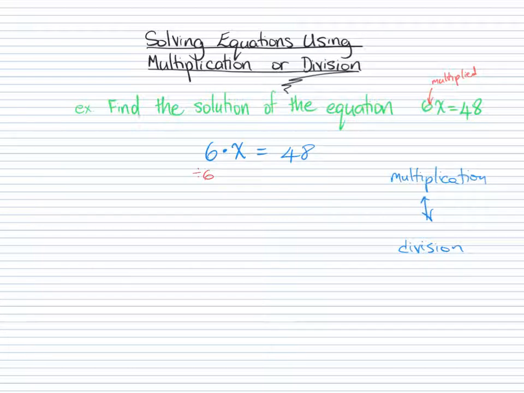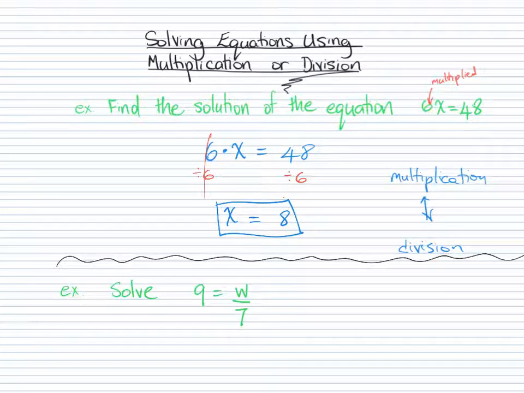But you can't just divide by 6 on one side and not the other. Whatever you do on one side of the equation, you have to do on the other side of the equation. So you'll get the x alone, which is what we want. x is equal to 48 divided by 6, which is 8. And that is our answer.